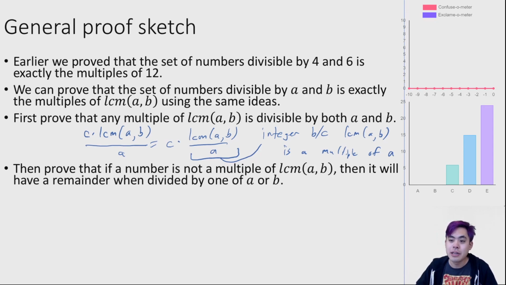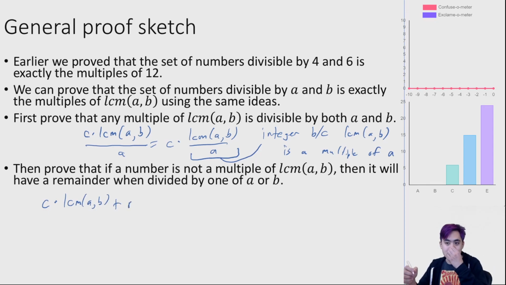Well, next we need to prove that if a number is not a multiple of the least common multiple, then it will have a remainder when it's divided by either one of a or b. So if you write out a number like that, that might be c times the least common multiple of a and b plus r, where r is between 1 and the least common multiple.